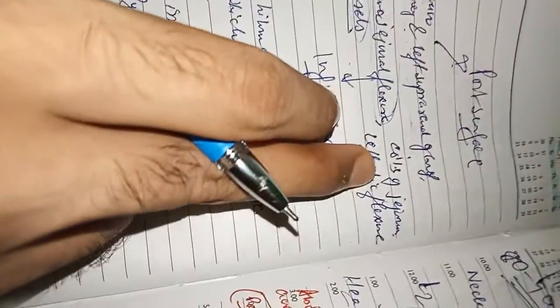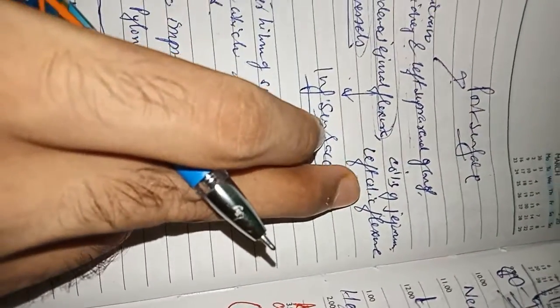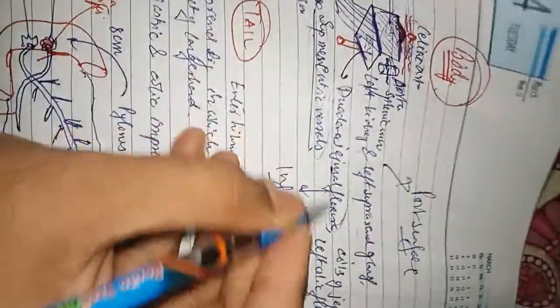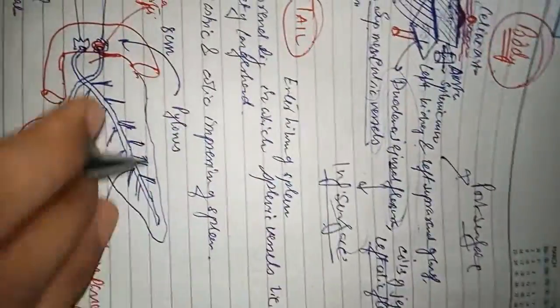The coils of the jejunum and also the left colic flexure are related to the inferior surface. So the duodenojejunal flexure, the coils of the jejunum, and the left colic flexure are all related to the inferior surface.